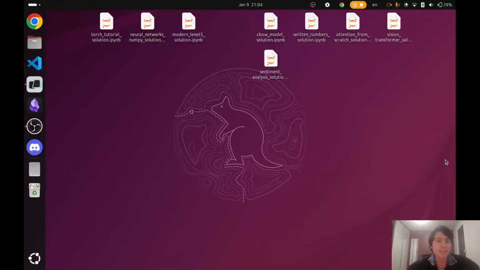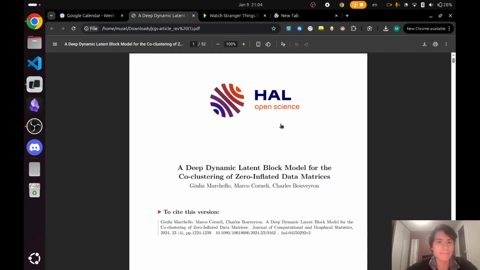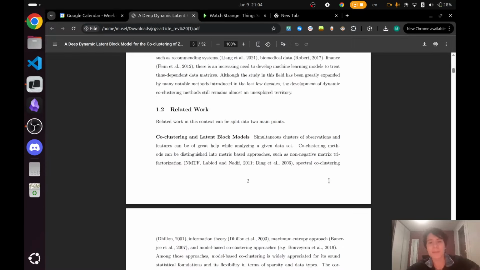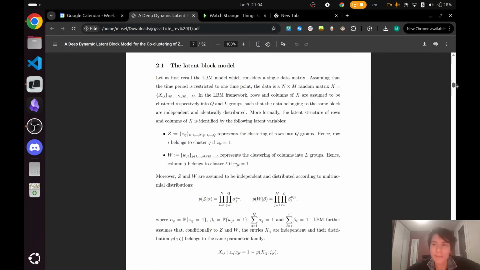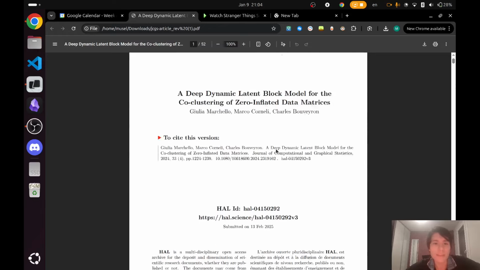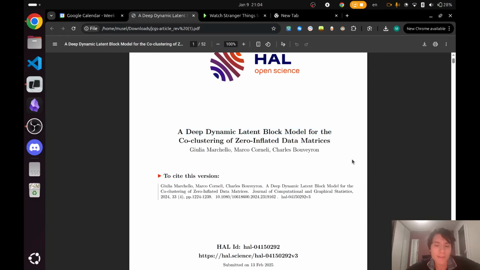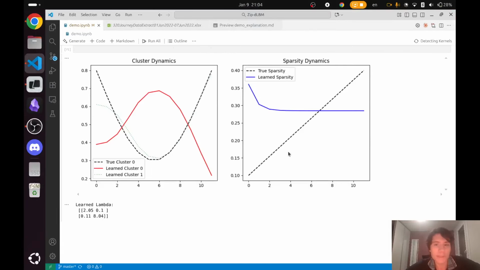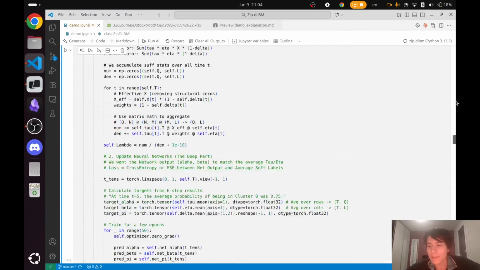Alright, so today it's day 44, and essentially the only thing that I did today was the implementation of this. I already did the implementation, but I made it even simpler, like a really easy demo of this paper, which is essentially a deep dynamic latent block model for clustering of zero-inflated data matrices. The code is this one. I don't know if I already explained, but I can explain this implementation quickly.